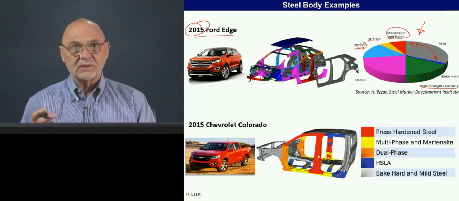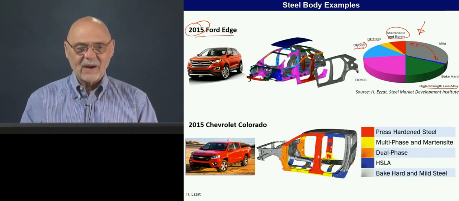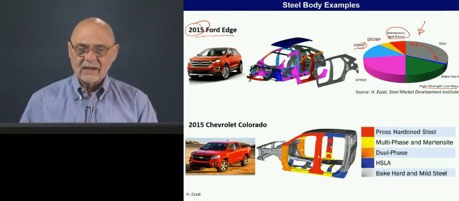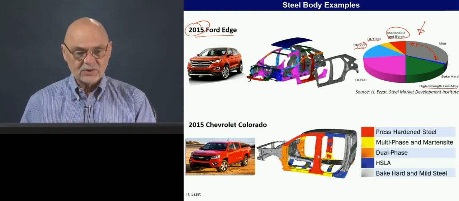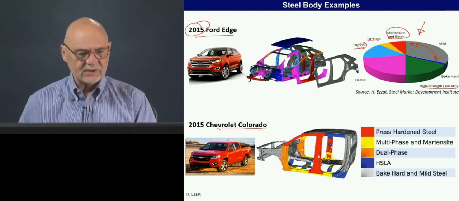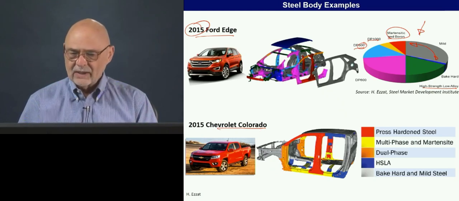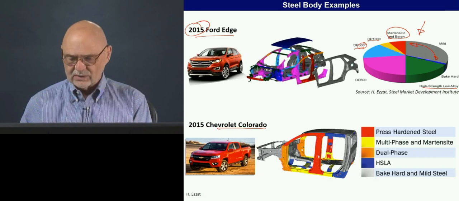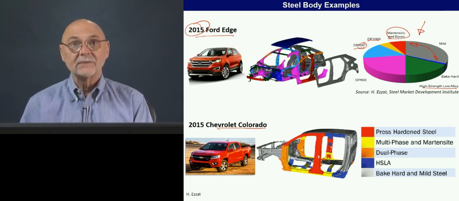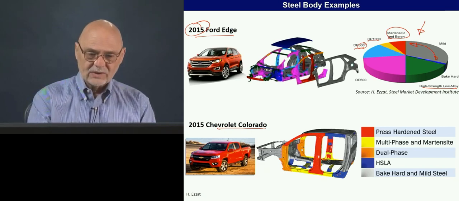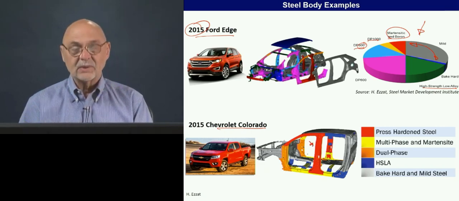So when we talk about a steel body structure, we're really looking at several different steel grades used at the appropriate place in the structure. Here's an example of a pickup truck, this Chevy Colorado, and same idea. It isn't just one single steel grade; it's a mixture of many. And one of the things we're going to talk about is how do we know what's the best place to use some of the higher strength steel grades.